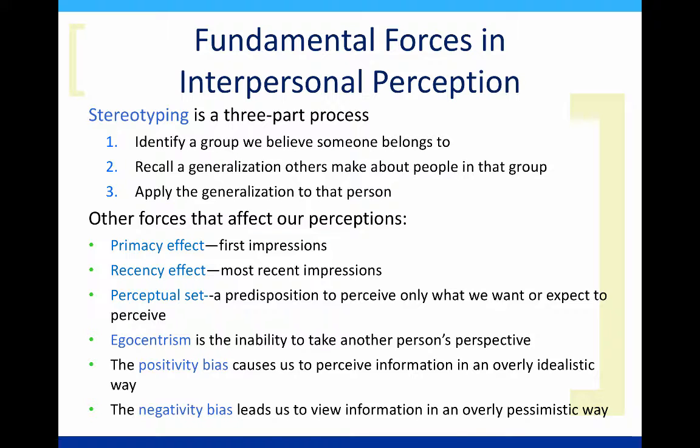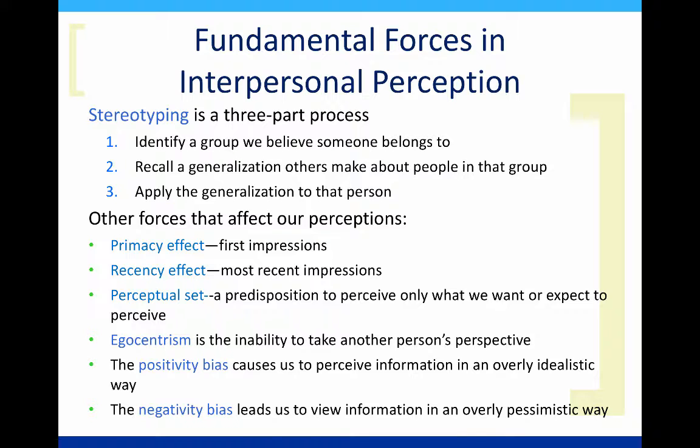Egocentrism is another thing that gets in the way of perception. Egocentrism is the inability to look at things from another person's perspective. We are often under the mistaken impression that other people see the world the same way we do. Then we can't understand why they have a different opinion. We think there must be something wrong with them because we know the way things are.